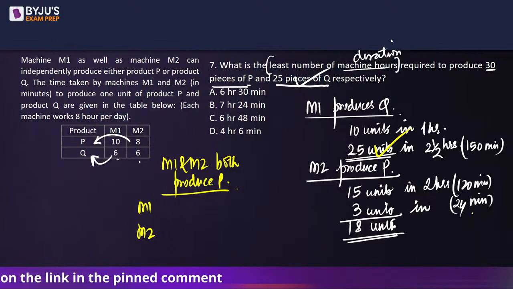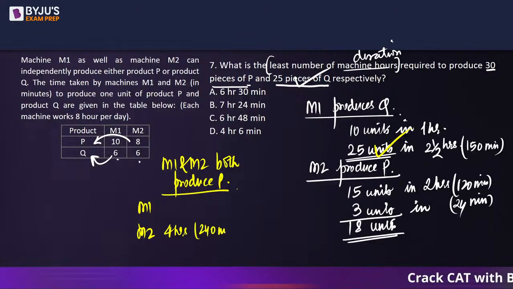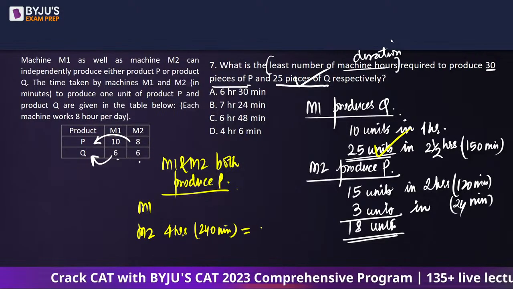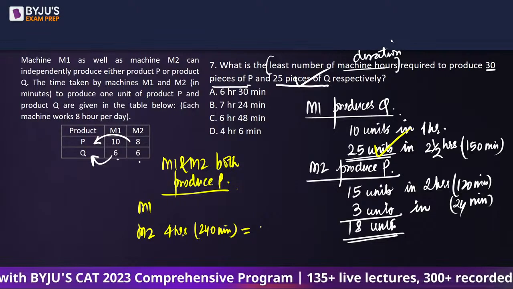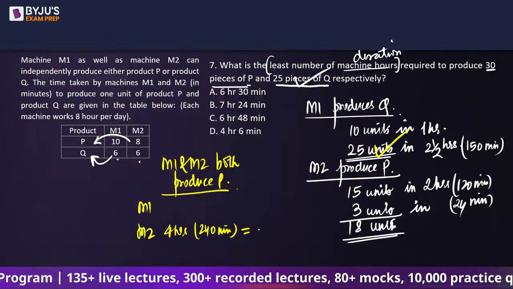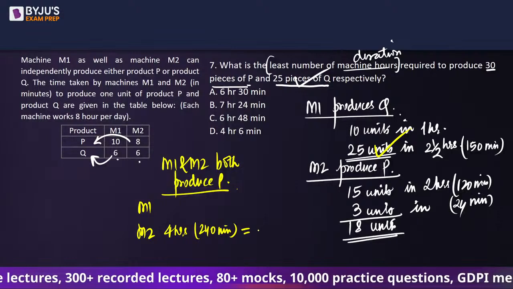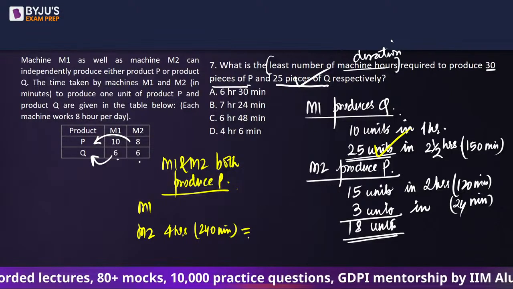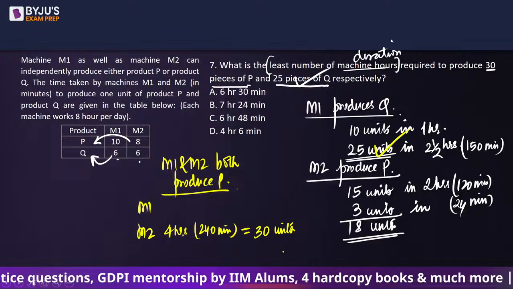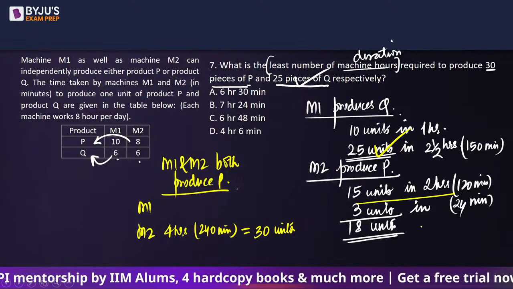So looking at the options, can we say it will take 4 hours? If M2 works for 4 hours, that is 240 minutes, it will be producing 30 units, because in 2 hours it produces 15 units. So it will do that much.